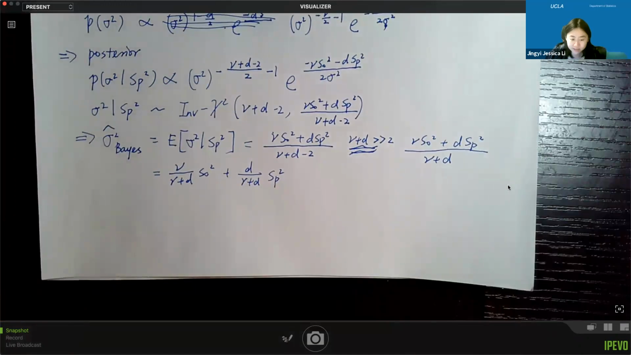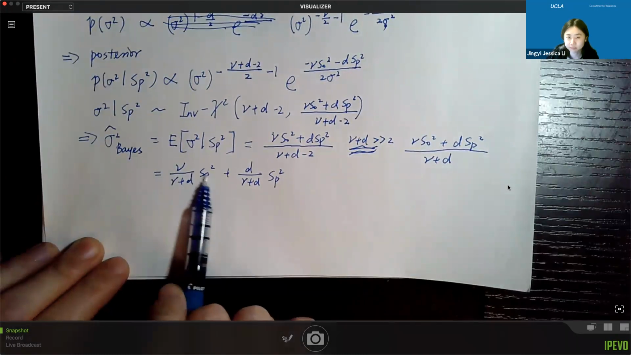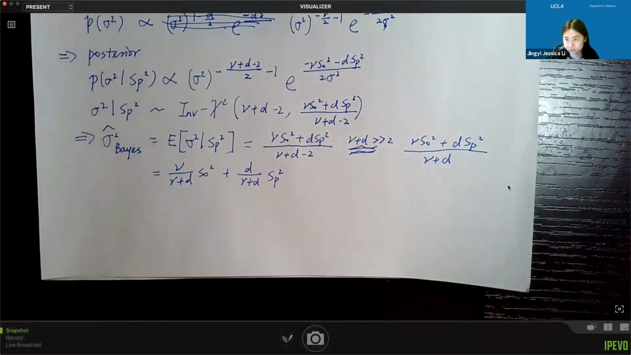Okay. So that's the Bayes estimator. And then we talk about empirical Bayes, right? If the nu and S0 squared is something you don't know how to specify, then you can use empirical Bayes to find the nu and S0 squared and place them back. Then you will have this Bayes estimator. Or in some cases, you may have a prior learned from external data.